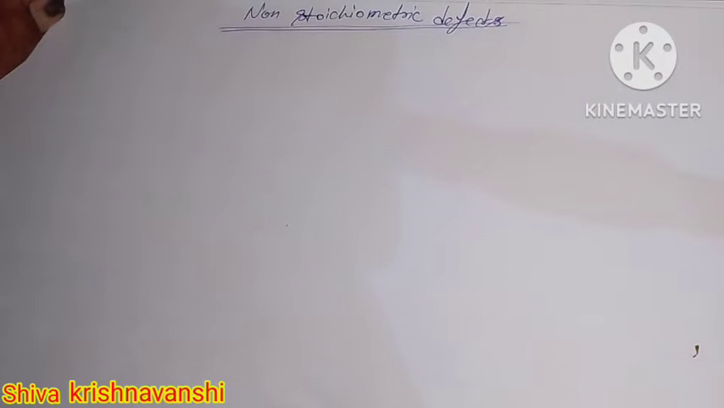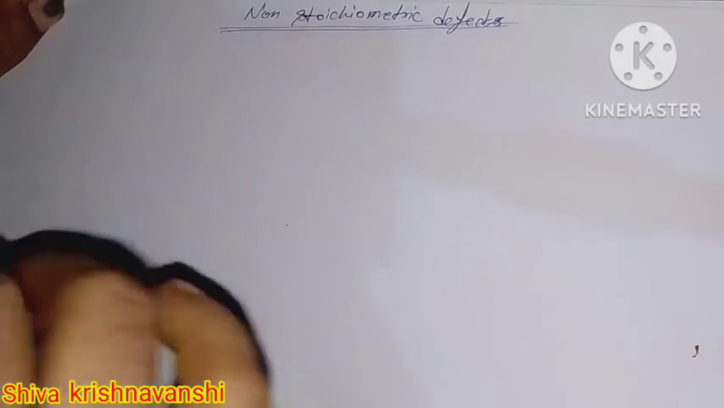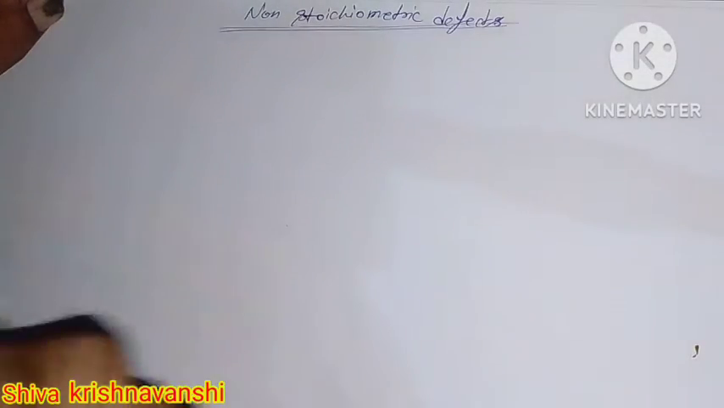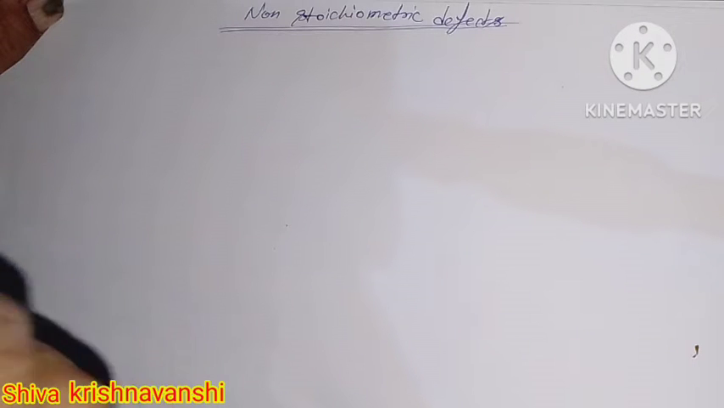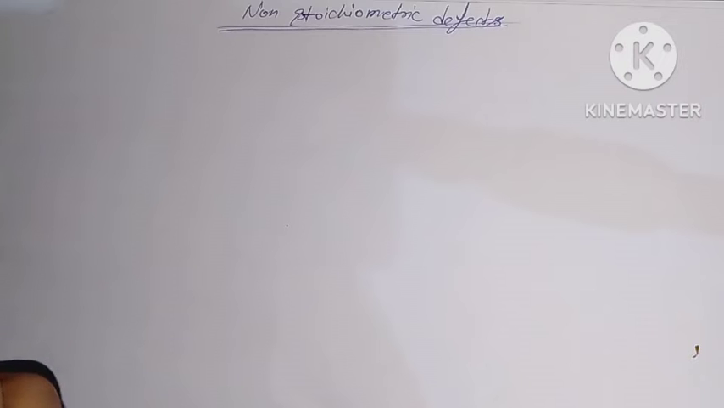Non-stoichiometric defect. What is the non-stoichiometric defect? Non-stoichiometric compounds are those where the number of different types of atoms or ions present are not exactly in the same ratios indicated by their chemical formula.